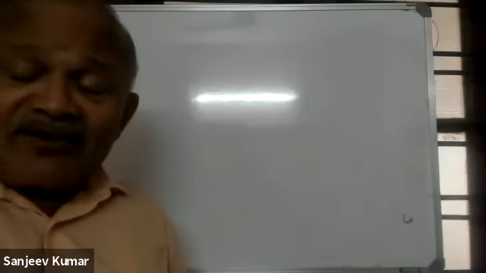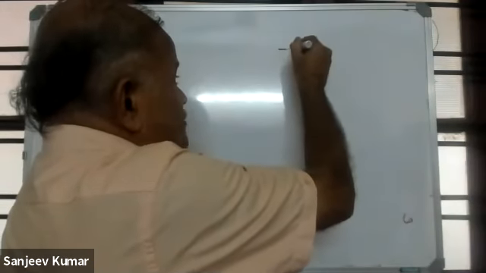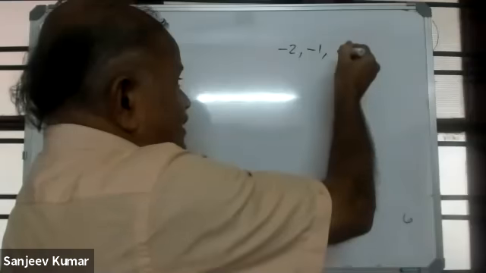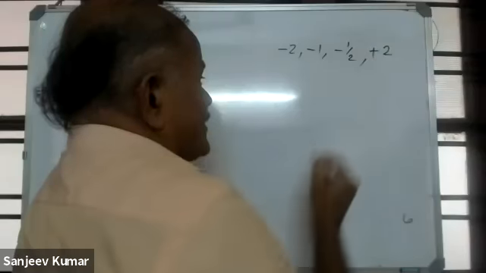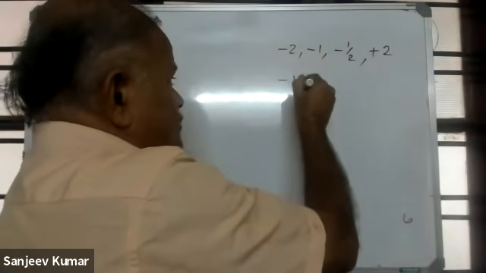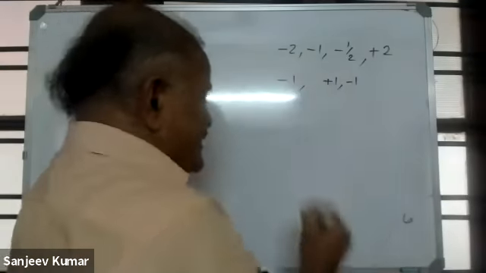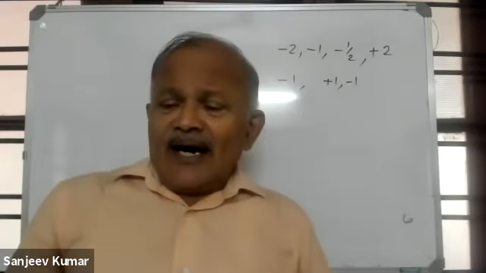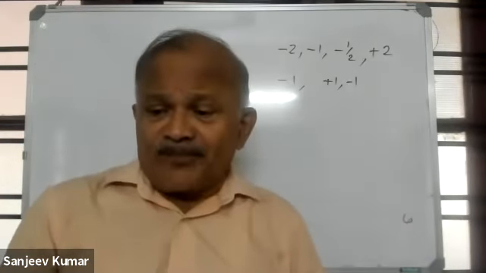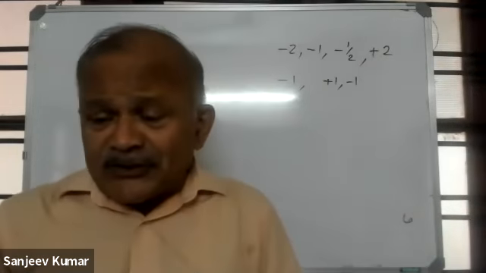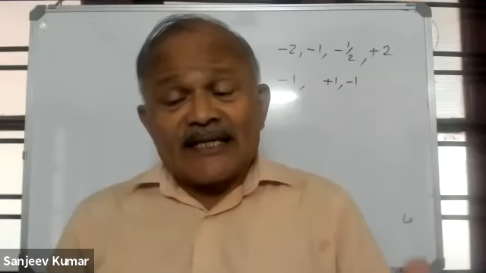And these are the rules governing the oxidation number. That is, oxygen is minus two in oxides, minus one in peroxides, minus half in superoxides, plus two in OF2. Fluorine is always minus one. Hydrogen is plus one usually, and it is minus one in metallic hydrides. Alkali metals are plus one in their compounds. Alkaline earth metals are plus two in their compounds. And these are the rules governing the oxidation number.